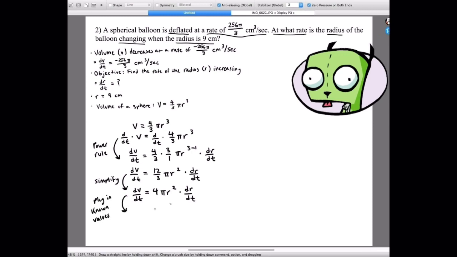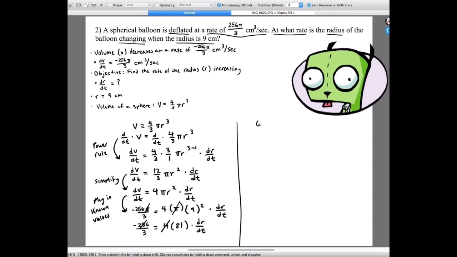We know what dV/dt is, negative 256π/3, then 4 times π times (9)² times dr/dt. What the two sides of the equation have in common here is the constant π, so we get rid of those. There is a 4 on both sides of the equation, so we reduce that. Negative 256/3 becomes negative 64/3, and then we are left with the 81 and dr/dt. From here, we can divide by 81 on both sides.